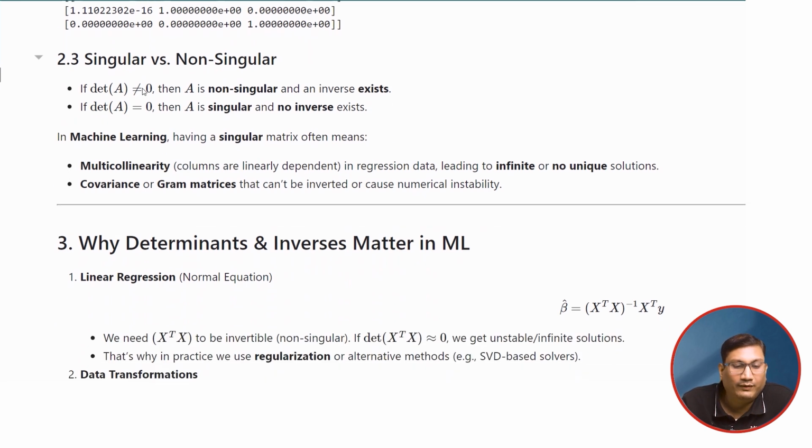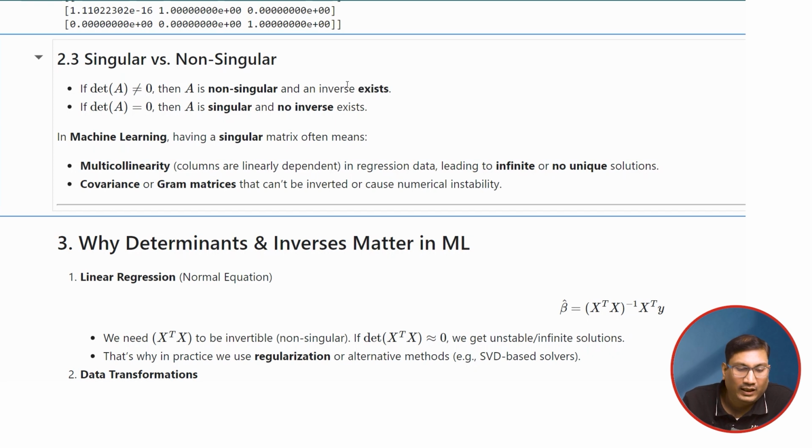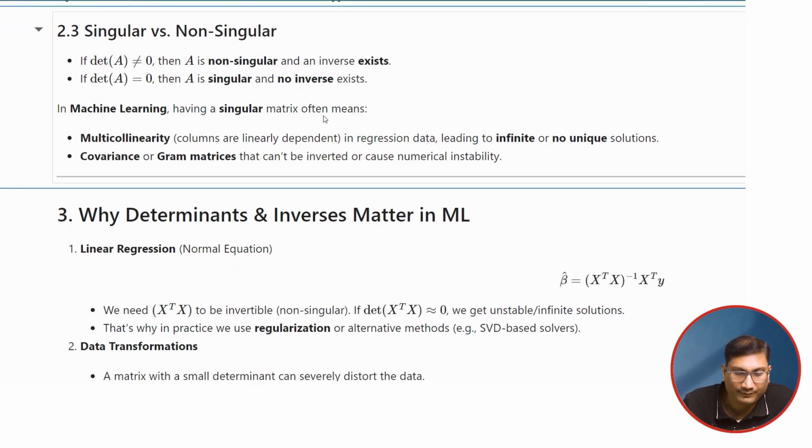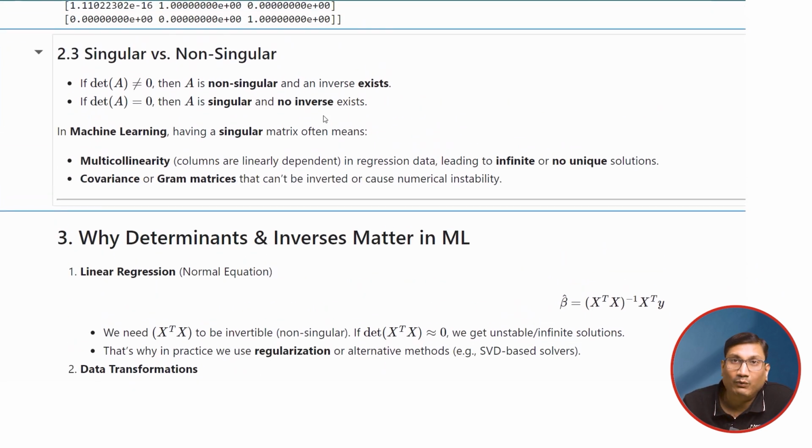So if the determinant of a matrix is not equal to 0, it's non-singular and its inverse will exist. And if the determinant is equal to 0 or very close to 0, then it is a singular matrix and the matrix inverse does not exist. Now, where do we encounter such scenarios?